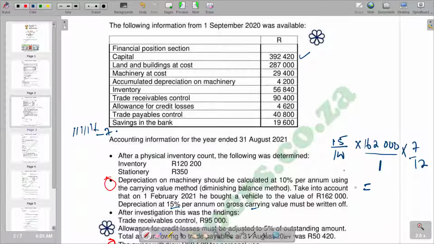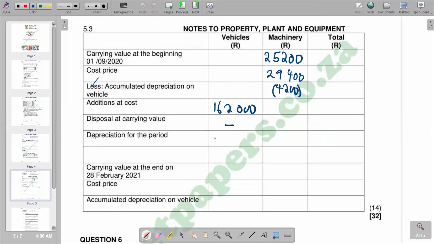So we now calculate the proportion of that depreciation. And we see that the answer we are going to get is 14,175. So that's the depreciation that is going to come into depreciation for the year, which is here, 14,175. Remember, we are supposed to show it as a negative.